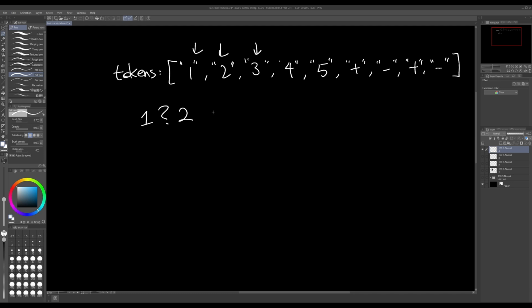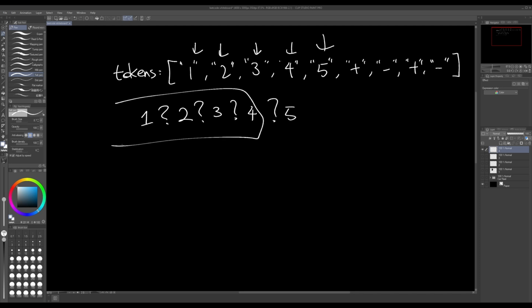And then we encounter the number 3. Again, we don't know what we're supposed to do with 3, because these two are supposed to evaluate to something, and then that output is supposed to do something with 3, but we don't know. So I'll put a question mark. Same story with 4. What is 4 supposed to do with the rest of this? I don't know. And then 5. What is 5 supposed to do with the rest of this? I don't know. Now we're finally given an operator, this plus.